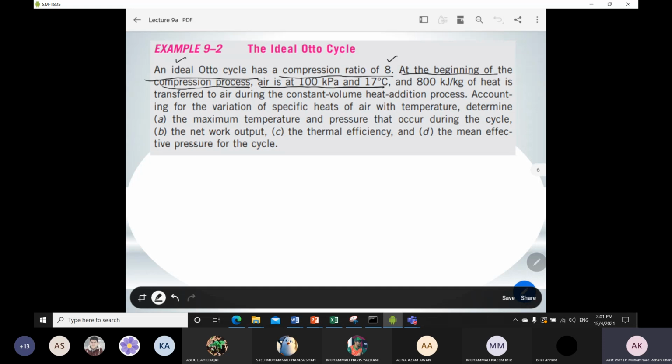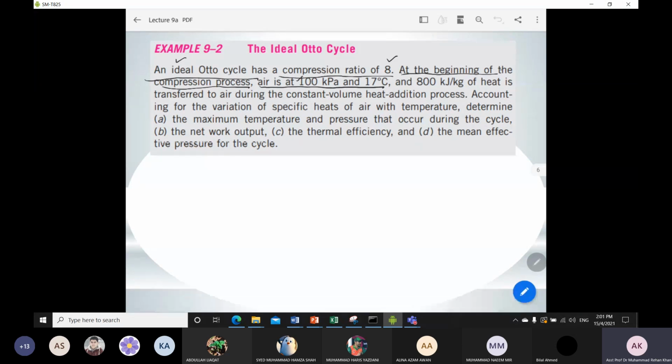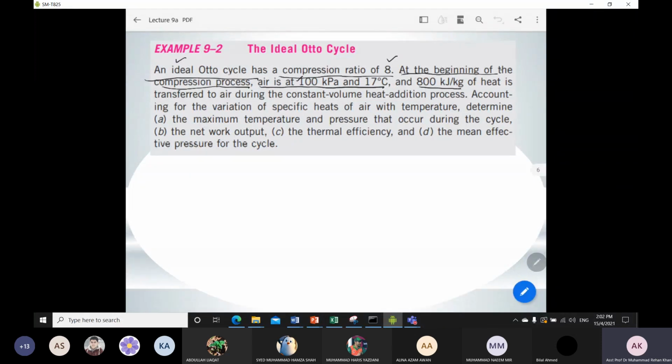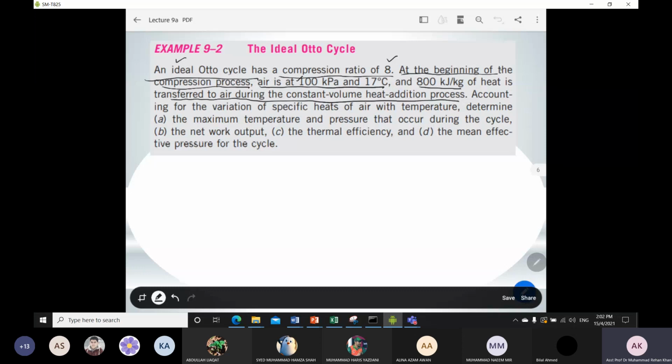So if you correlate it with your TS diagram, you can notice that the beginning of the compression process starts from your T1 and pressure 1. Okay, so it means that your point number 1 properties are given in your question. So T1 and P1 are mentioned over there. 800 kJ per kg of heat is transferred to air during the constant volume heat addition process. So it means that your Q in is also mentioned in your question as well.